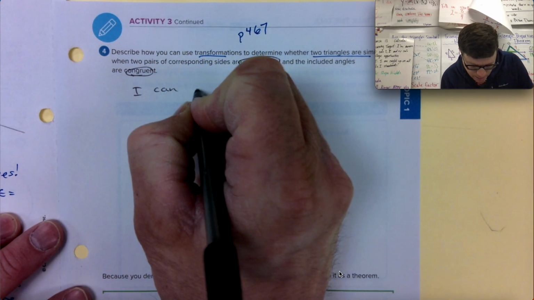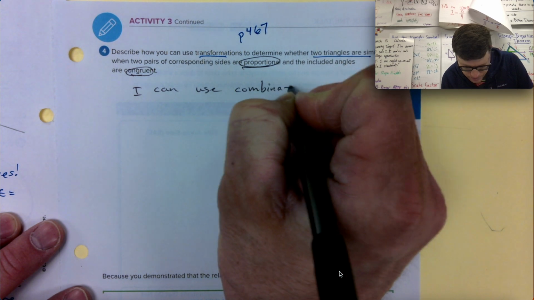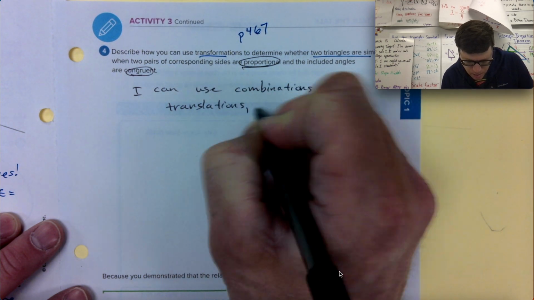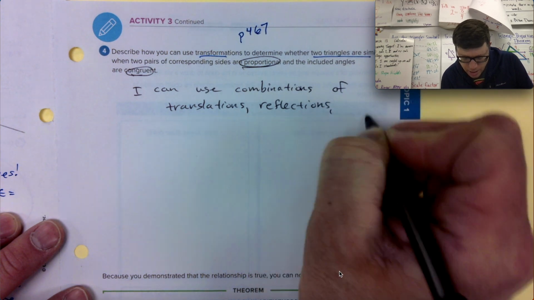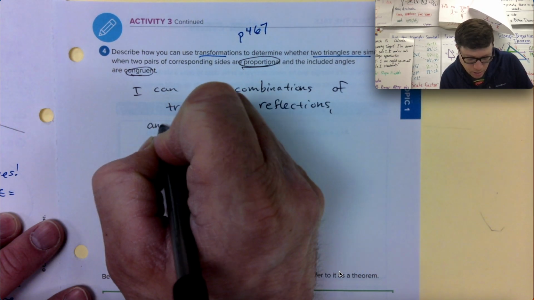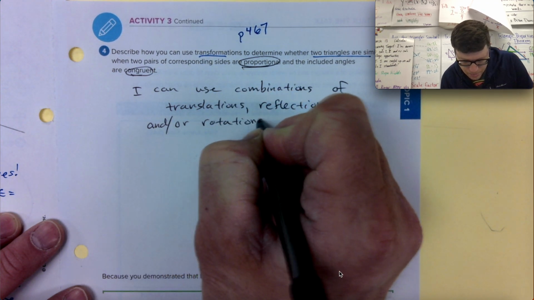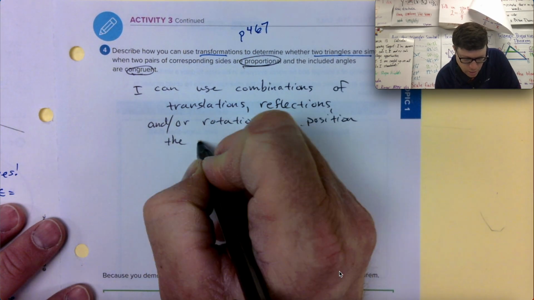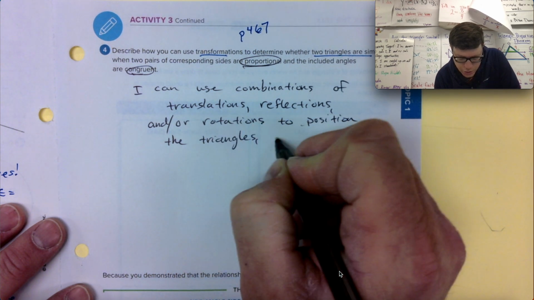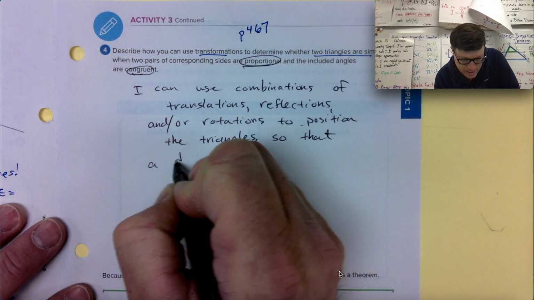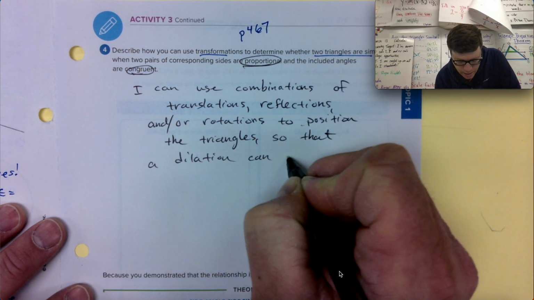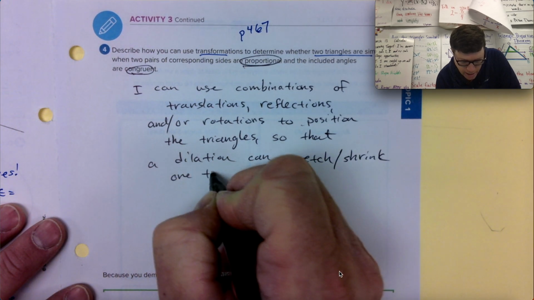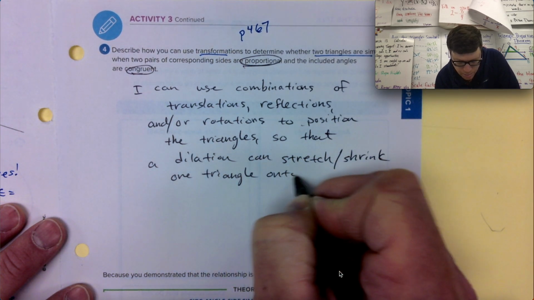I can use combinations of translations or reflections. What was the third? It was rotations, and I want "and/or" to position the triangles so that a dilation can stretch or shrink one triangle onto the other.